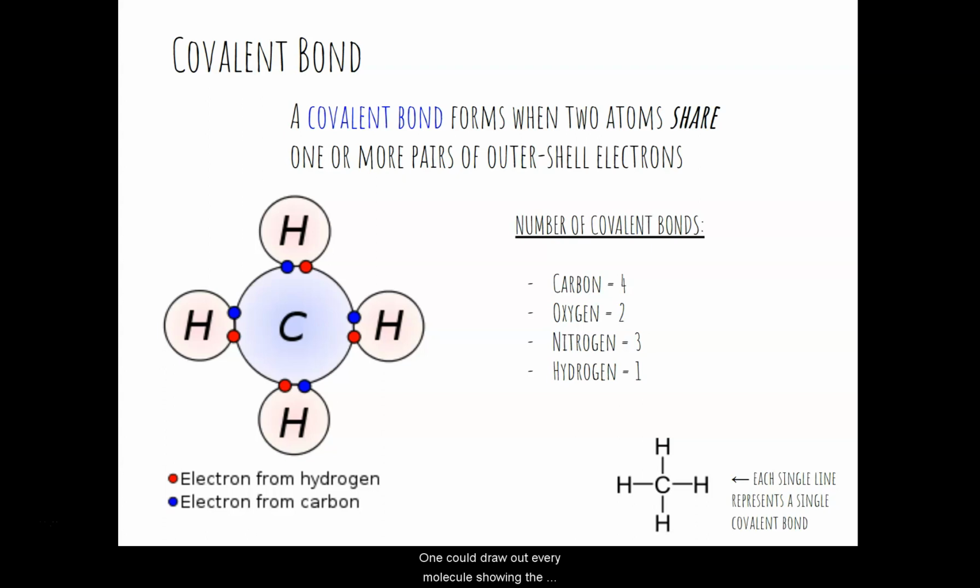Now, one could draw out every molecule showing the positions of all of the electrons, but that would take a lot of time. And so to make things a little easier and to draw things faster, typically biologists and chemists will represent a covalent bond by a single line. So if you look at the methane molecule that's drawn in formation at the bottom right of your screen, you will see that it says CH4, and each line represents a single covalent bond. A single covalent bond is 2 shared electrons.